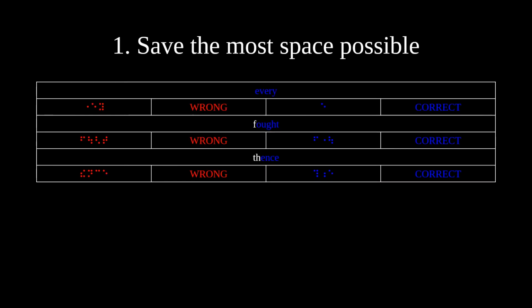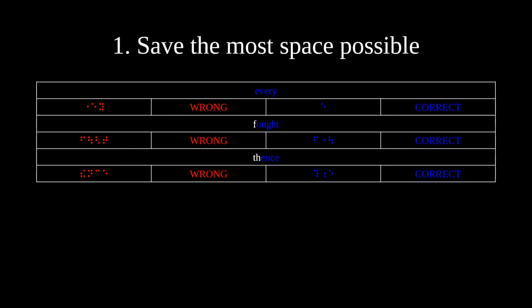Welcome to video 8 of my Unified English Braille video series. This video will teach you the rules of Braille contractions. The first rule is the most important one. The contractions that subtract the most cells from a word have the highest priority. That means that if more than one contraction is possible, only the contraction that subtracts the most cells is permissible.